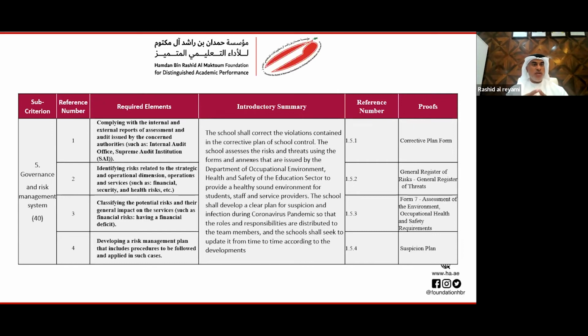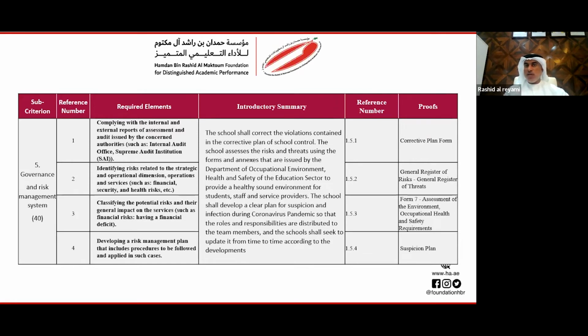Okay, so the governance and risk management system has 4 elements. The first element is complying with the internal and external reports, assessments and audit issues by the concerned authorities, such as the internal audit office or the Supreme Audit Institute. The second is identifying risks related to the strategic and operational dimensions, operation and service. The third is classifying the potential risks and their general impact on the service. The fourth is developing a risk management plan that includes procedures to be followed and applied in such cases.